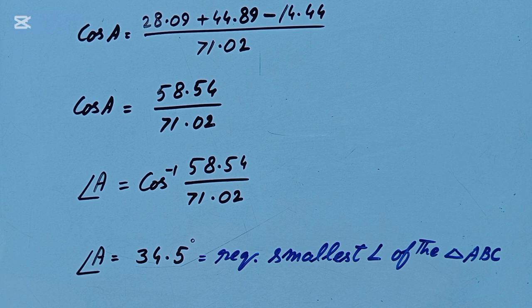Here we have calculated the smallest angle of the triangle ABC. Obviously, this is opposite to the smallest side A. This angle A is 34.5 degree.